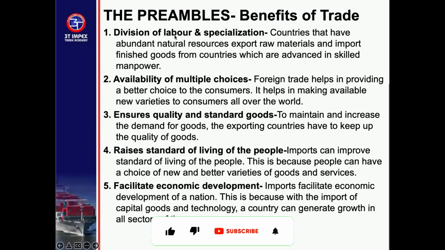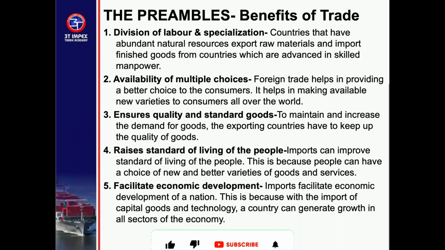Also, international trade gives you choice. I can choose to buy an American brand or a Chinese brand. Countries demand standards, which in some cases is a prerequisite for clearing the good into the country. International trade ensures standard and quality of goods. And of course, it raises the standard of living. You can get better products to add better value to your life.